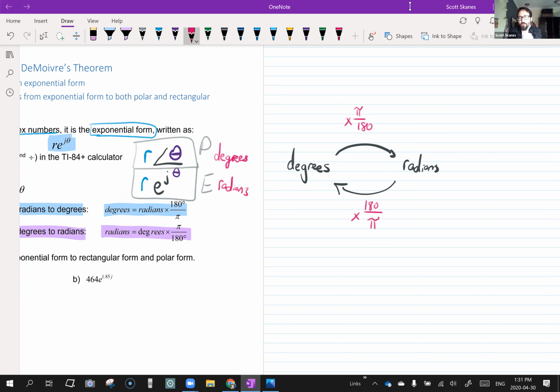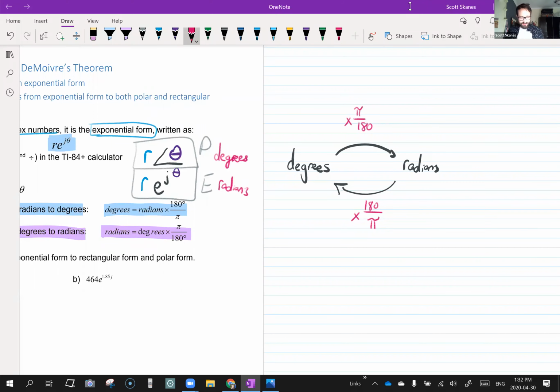Does anyone know how to remember the difference? How to know which one goes on top and which one goes on bottom? I have a feeling I'm going to be talking to a lot of no one today.